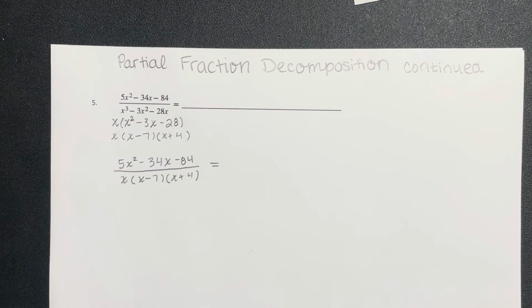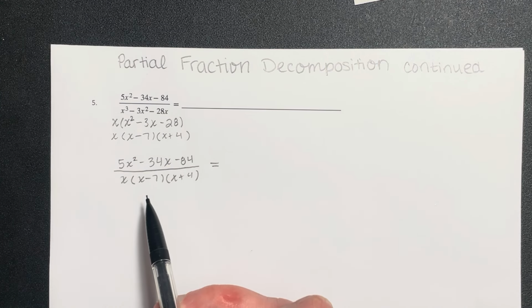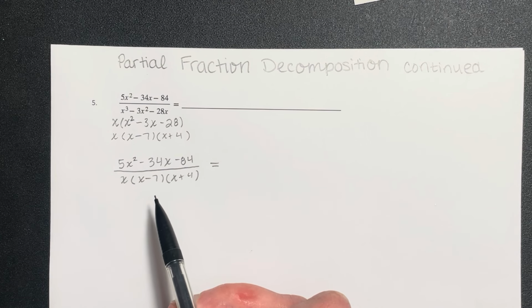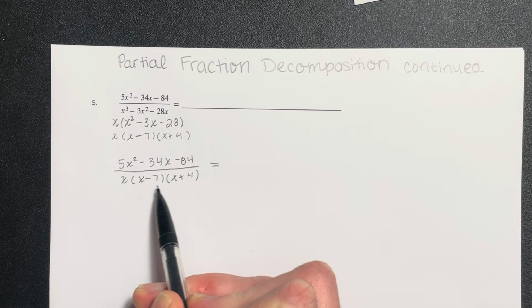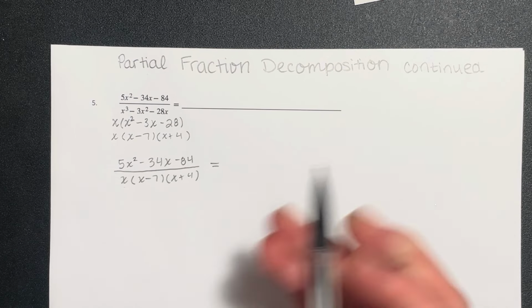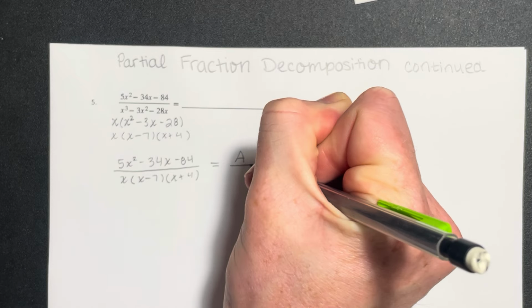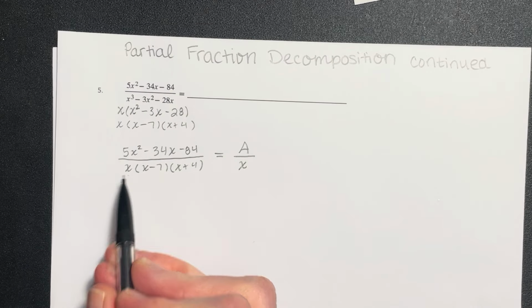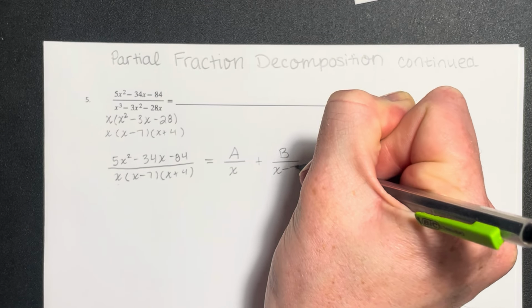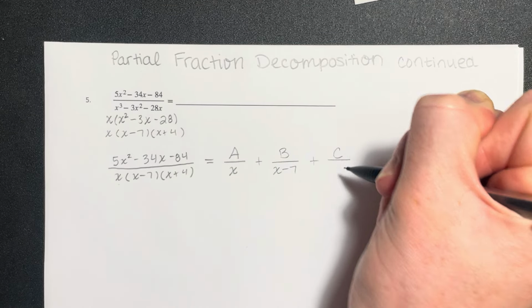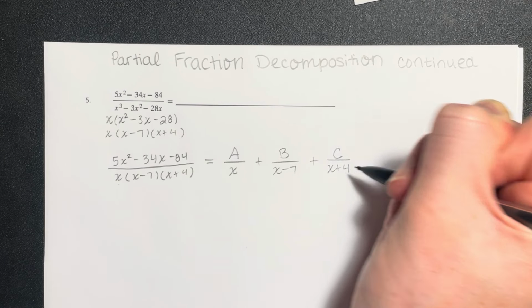Now, if we continue what we were previously doing, we're breaking this down into partial fractions with distinct linear denominators. So we're not going to go into some of the more complicated partial fraction decomposition that you might see when you get to a calculus class, but all of these denominators are linear factors. So we would have one fraction that could have a denominator of x, another fraction that has a denominator of x minus 7, and a third fraction with a denominator of x plus 4.